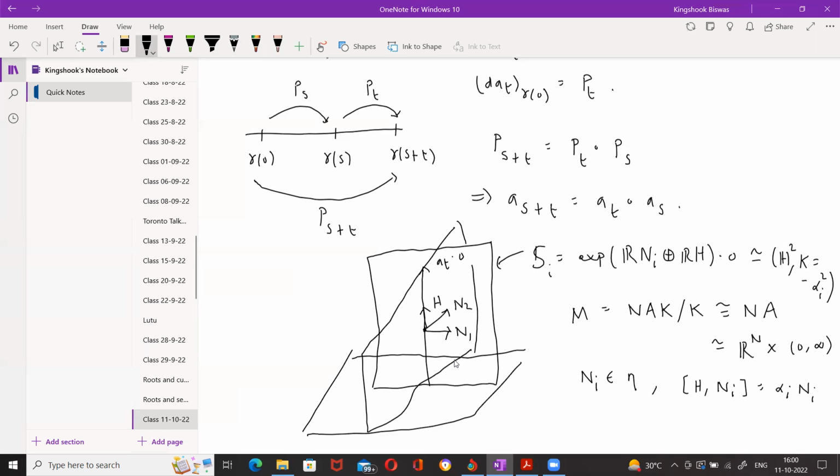Okay. So that's what happens at each point. I have these constant curvature surfaces in these orthogonal directions around this geodesic. Okay. And each of them has constant curvature minus alpha_i squared. Is the picture clear? Yes. Okay. So this is another geometric interpretation of the roots. Their squares are minus the sectional curvatures in these directions, in these two planes.